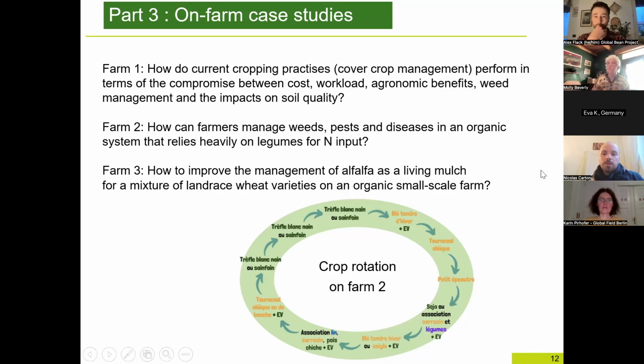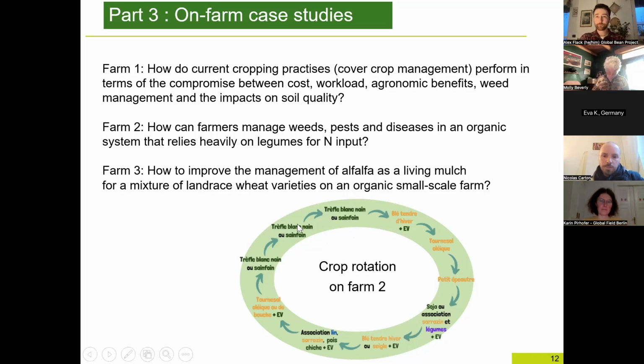The second one was working, you can see the crop rotation on the diagram, was working on a very long crop rotation in organic farming with lots of legumes. And then the question was more, how do we manage weeds, pests, and diseases in a system that requires legumes almost every year? So the work of the students was, for instance, to identify in this rotation where the legumes are. There can be the main crop. They can be also sown as a cover crop between two main crops.